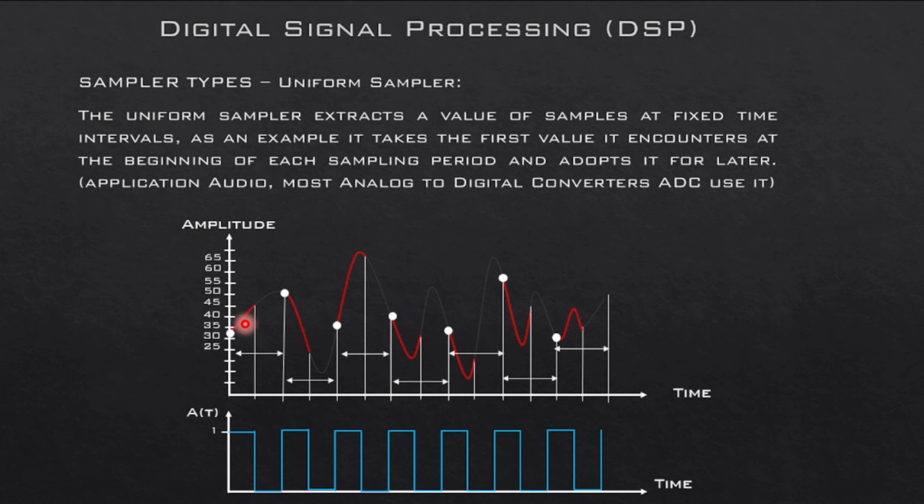Now, as we notice here, you have the sampler taking the first value of each sample, the first value it encounters, regardless. This is how it works. And of course, it abandons the remaining curve.